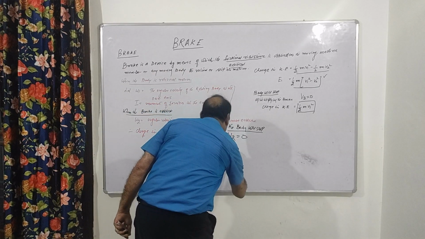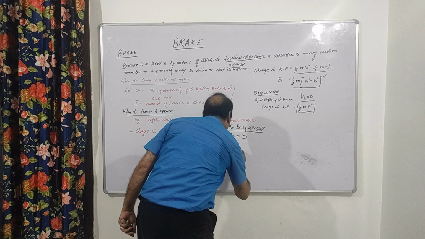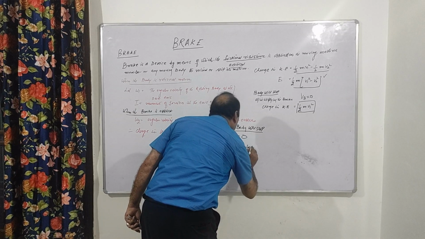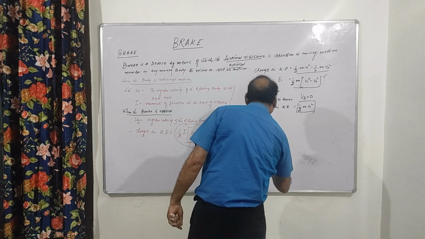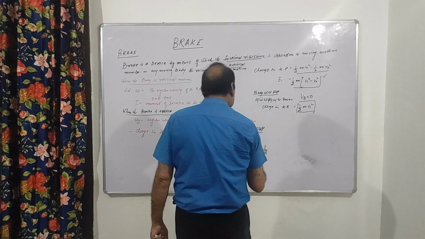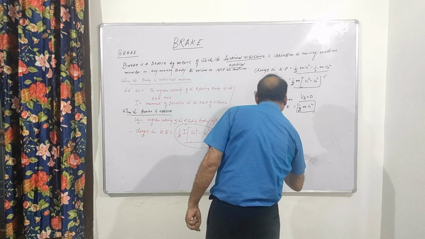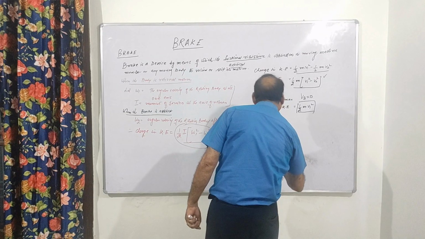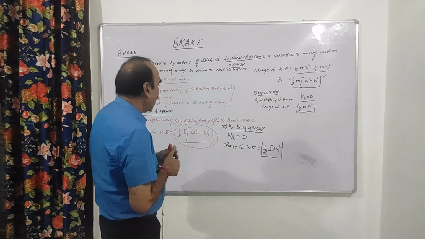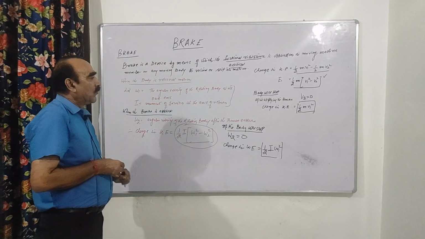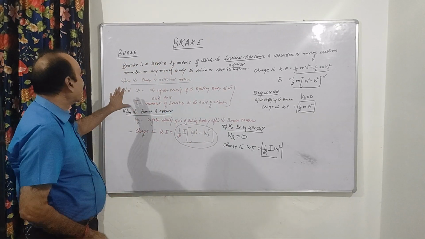So in this case, the change in kinetic energy is equal to 1 by 2 I omega 1 square. So this much of the energy is being absorbed by the brake, right? So this is the second one.